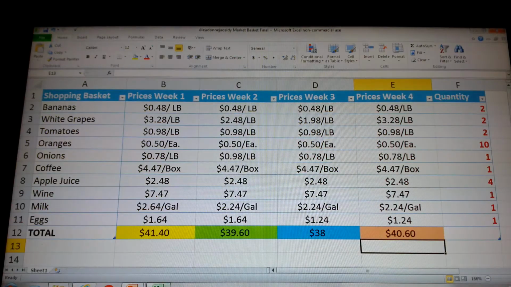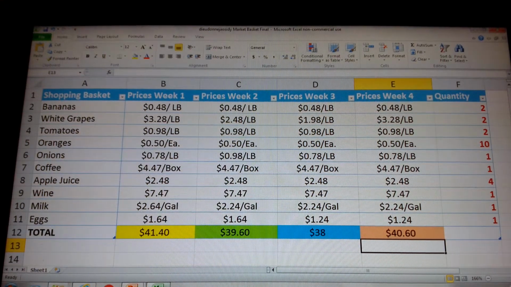And this spreadsheet right here shows the items in the shopping basket, and also the unit prices and the quantities that I'm buying on a weekly basis. Week one is shown in the first column, and then week two, week three, and week four. The table also shows that I spent $41.40 for the first week buying these items.